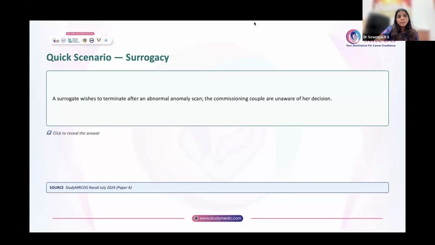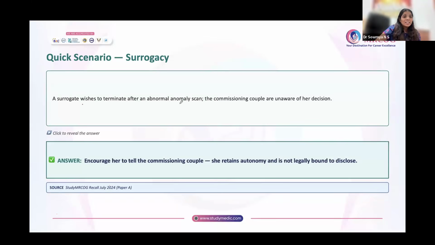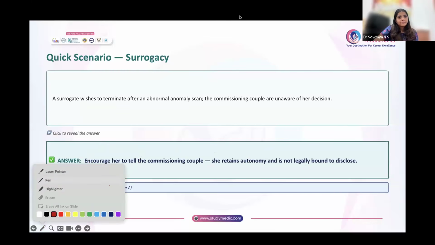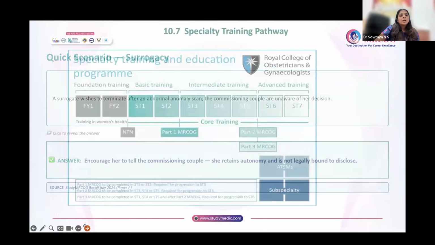Surrogacy: I am not looking into a lot of things like the commissioning couple and everything. But remember, the surrogate mother, if she wishes to terminate, she has all the right. If she wishes to hold the baby, she has all the right. Basically, once she says she wants to terminate and has not told the commissioning couple, you can only encourage her to tell them. Basically, she retains the autonomy because she is carrying the baby.